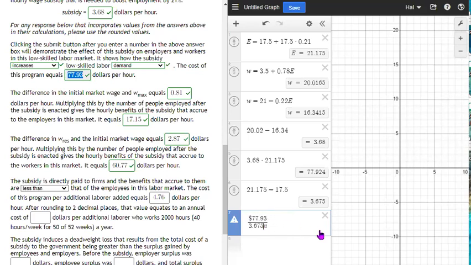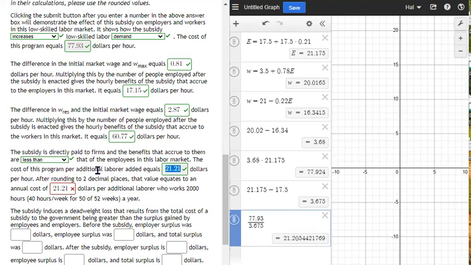The millions cancel. And we get $21.21. The cost of this program per additional labor added equals 21.21, right? It's the cost of the program divided by the additional laborers in the labor market, right? 21.21. This number here, you want to round to two decimal places, and then that value equates to an annual cost of what?